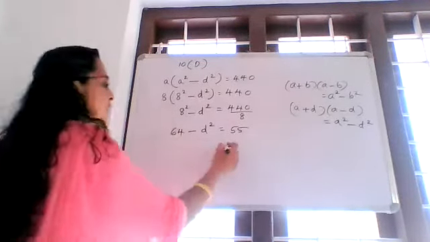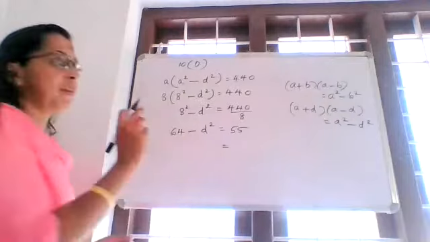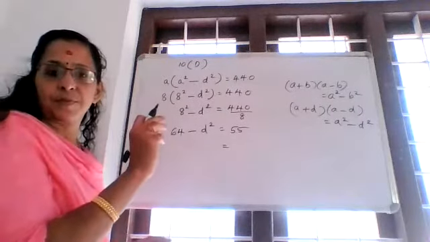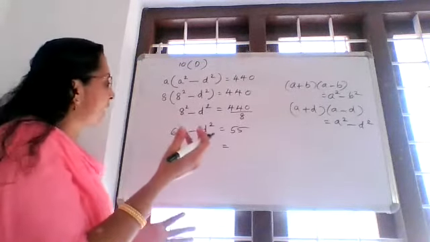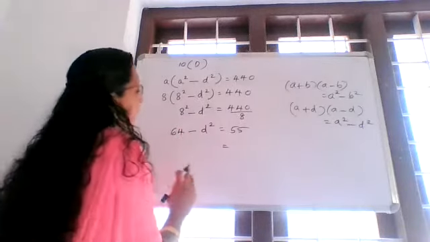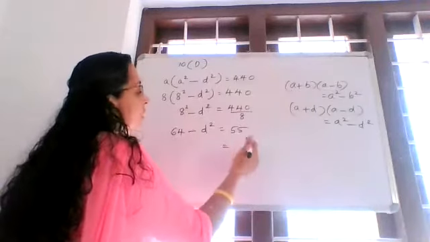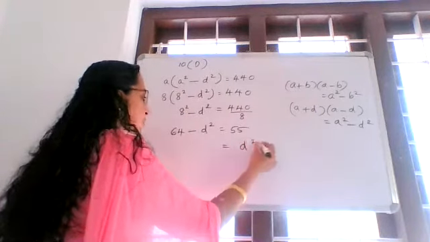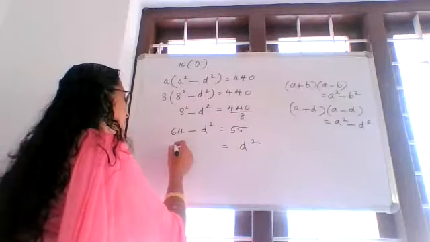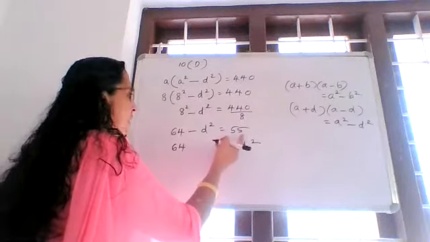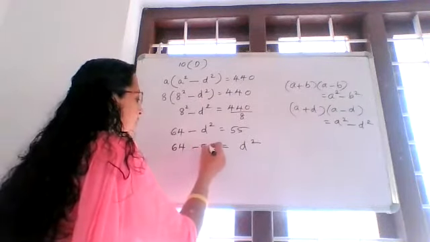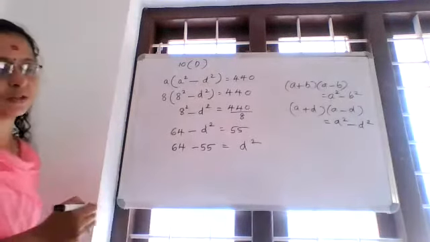So next step, what do we want to do? Which one do we want to take to the right side? D square to the right side. D square is negative, so when we take it to the right side it becomes positive. So positive D square, then the remaining 64, minus 55. 64 minus 55 is what?